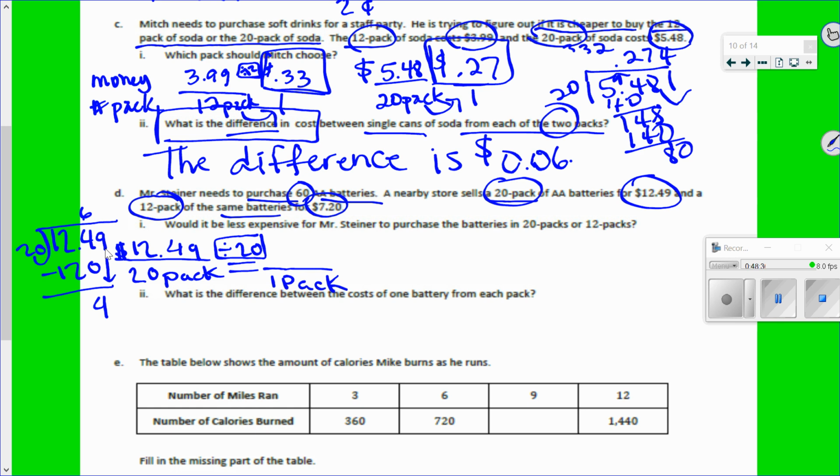Okay, so while Mary is working, guys, Courtney's saying, look, he needs 60 batteries. I just multiplied. Is that what I'm hearing? Yeah, to see which one is the better deal. So it's going to be 3 packs of 20. 3 times $12.49, get that amount, right? 5 times 12, that's 60. And then 5 times $7.20, which is the better buy? Because Mr. Steiner needs 60 batteries. You can do it that way and compare the two, okay?